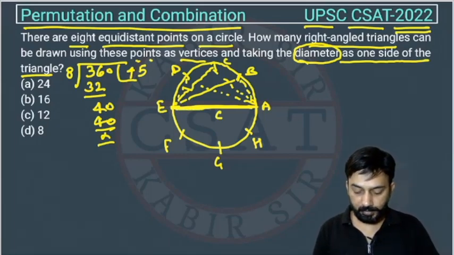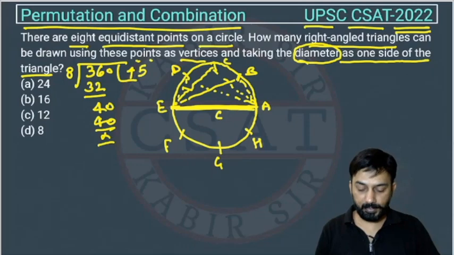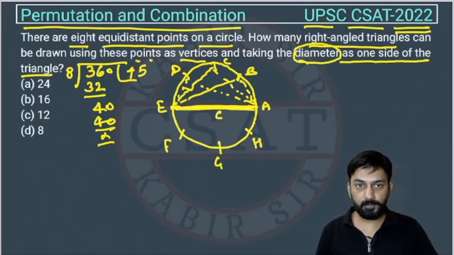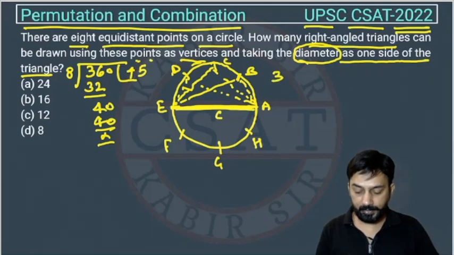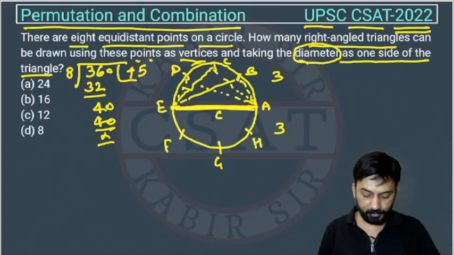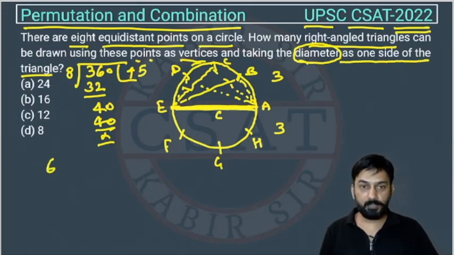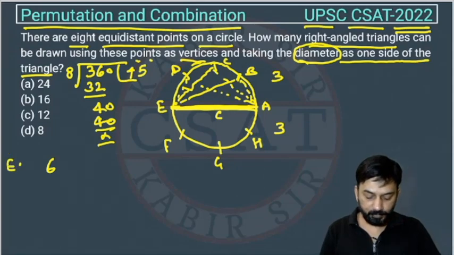If you are using diameter as one side, right, then any triangle you will draw, that will be a right angle triangle. So this is a property of circle, right? So we have 3 points here and 3 points here. So with these 3 points, we can draw 3 right angle triangle this side and 3 right angle triangle this side. So how many right angle triangle we have? 6. If we are using EA as diameter. So now we will check this. We got 6 with EA diameter.